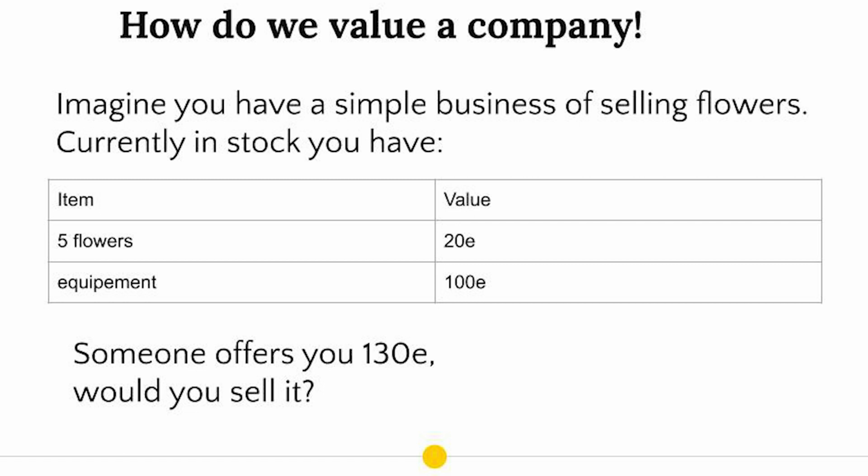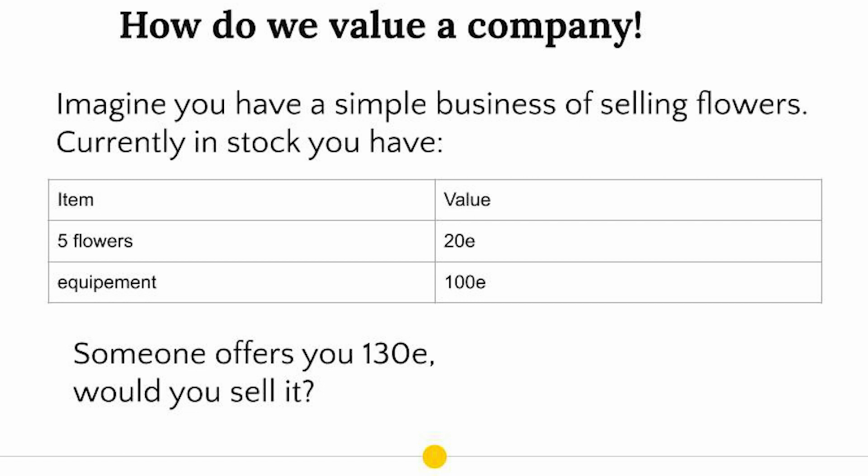Now this is outrageously simplified. This is how I imagined evaluating a company in under a minute as a challenge. So I wanted to explain to you how we evaluate a company in a really short time frame. So imagine you had a business of selling flowers, and in your inventory you had like 5 flowers worth like 20 euros, and you have equipment worth 100 euros, and someone offered to buy that business for 130 euros.